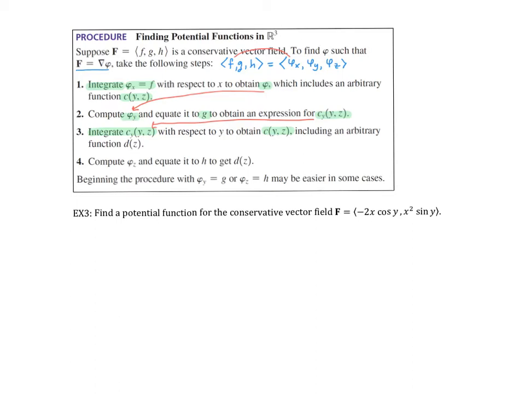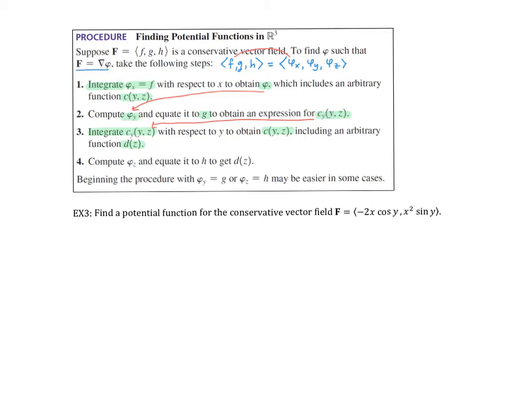Plus, since we're integrating, we'll get another arbitrary constant. And this constant may be a function with respect to z. It cannot be a function with respect to x because we got rid of x on the first step. It cannot be a function with respect to y because we did that second step. So this third step where we integrate, once we've integrated with respect to y, then our next arbitrary constant is just a function of z.